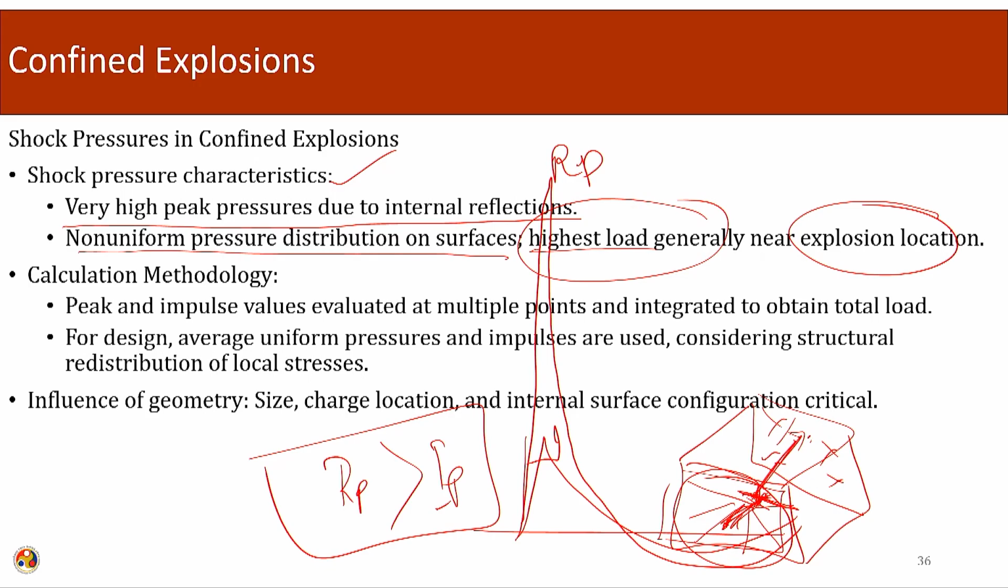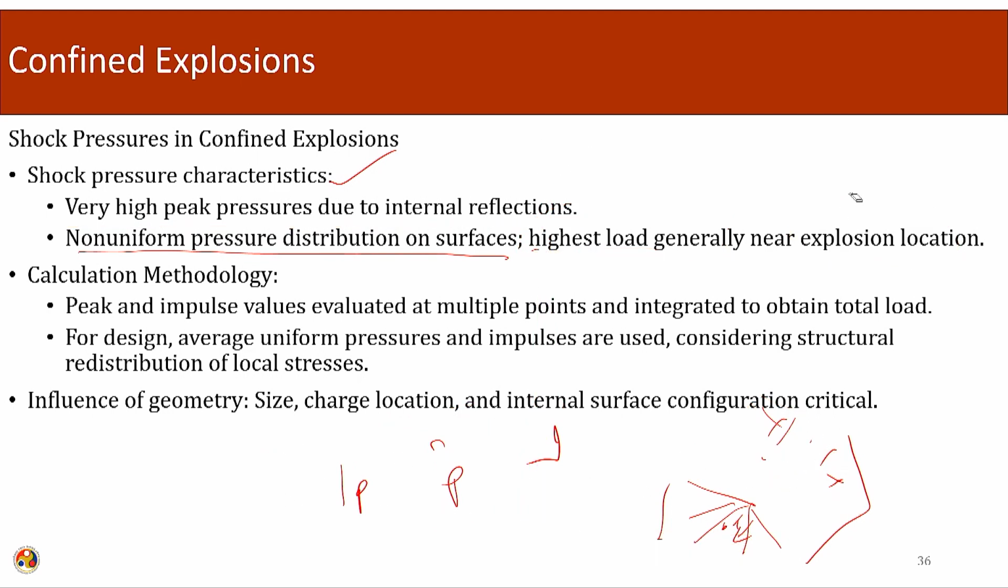So, we will have to account for the worst possible case when we are designing for the confined explosion. This is in addition to the reflections that are occurring. Here we are talking about the spatial distribution of the pressure. So, calculation methodology, what we can do to account for this or to estimate the pressures. The peak and the impulse values are evaluated at multiple points and integrated to obtain the total load.